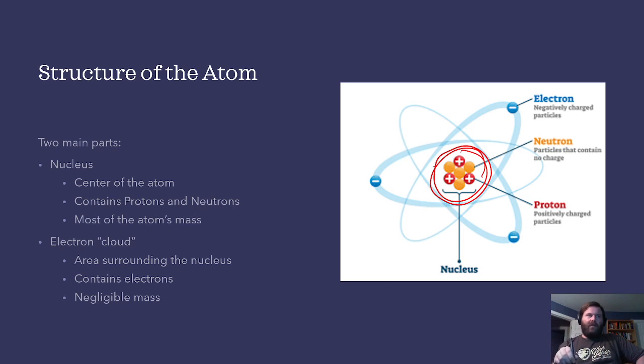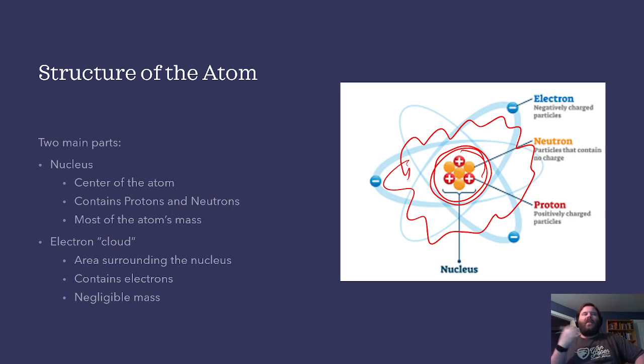The second part is the stuff around the outside, and this is called the electron cloud, also sometimes called electron orbitals or orbits. It's the area around the nucleus. It's mostly empty space, but that's where the electrons are. They kind of orbit around the nucleus, or, more accurately, they hang around outside the nucleus. They don't go in the nucleus. And electrons do not have very high mass, as we will see.